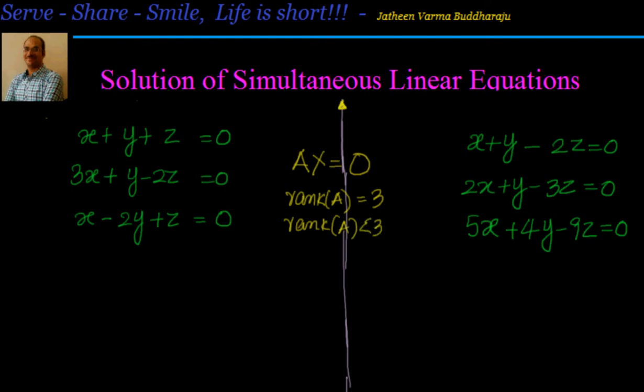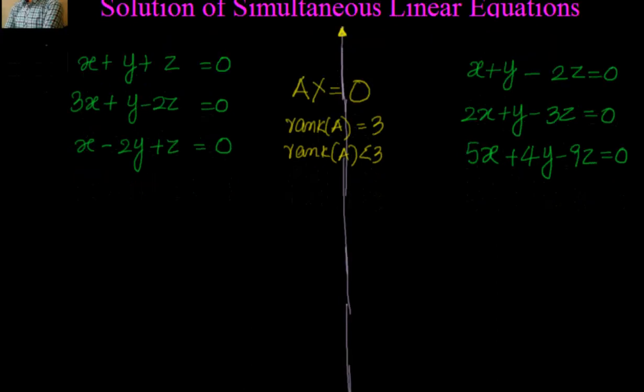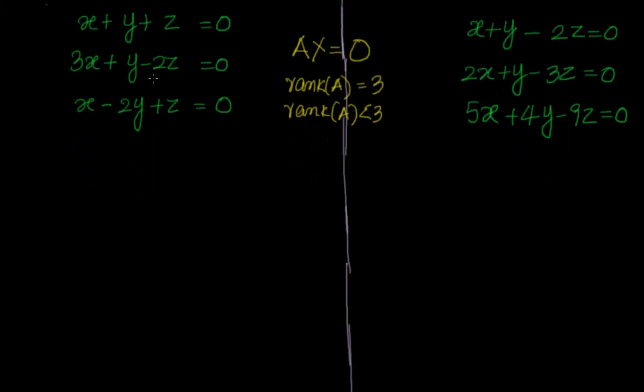So let's look into a couple of examples here to just apply the concept whatever we have learned. Let's look at the first example. To the left side we have x plus y plus z equal to 0, 3x plus y minus 2z equal to 0, x minus 2y plus z equal to 0. Now let's try to find out what is matrix A. A here is nothing but the coefficients. You have first equation 1 1 1, second equation 3 1 minus 2, third equation is 1 minus 2 and 1.